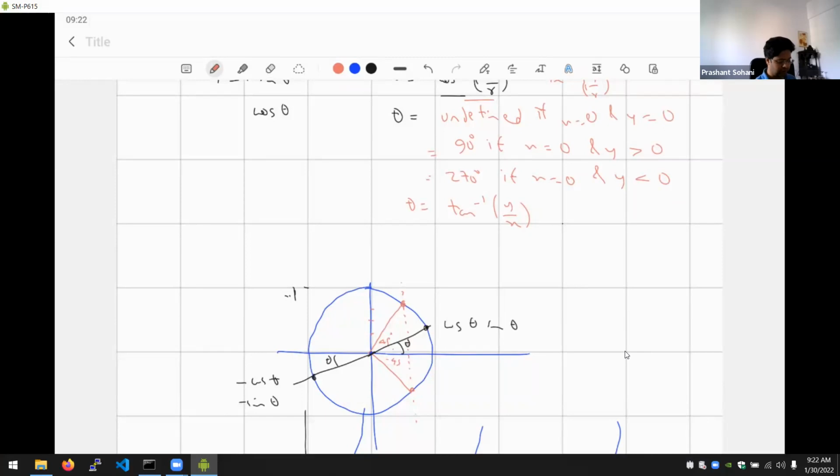Now we have covered all the cases where the denominator could be 0. So now we are in a better position to write tan inverse y by x. But now, this is where we have to make two conditions, two cases.